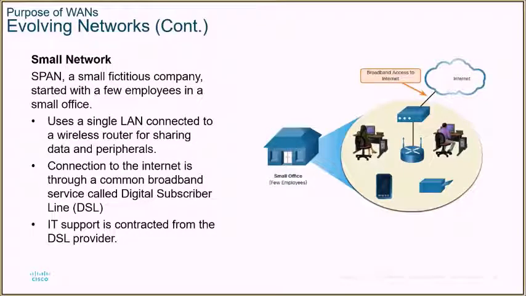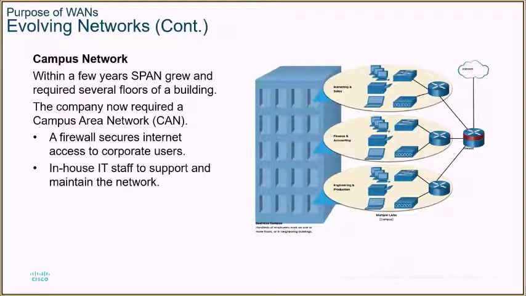So, at the start, Span is a small fictitious company started with a few employees in a small office. It uses a single LAN connected to a wireless router for sharing data and peripherals. Connection to the internet is through a common broadband service called DSL, or Digital Subscriber Line. IT support is contracted from the DSL provider. Okay, so now the company grows a bit after a few years, and so they need several floors of a much larger building, and so they call it a campus area network. A firewall secures internet access to corporate users. In-house IT staff support and maintain that network.